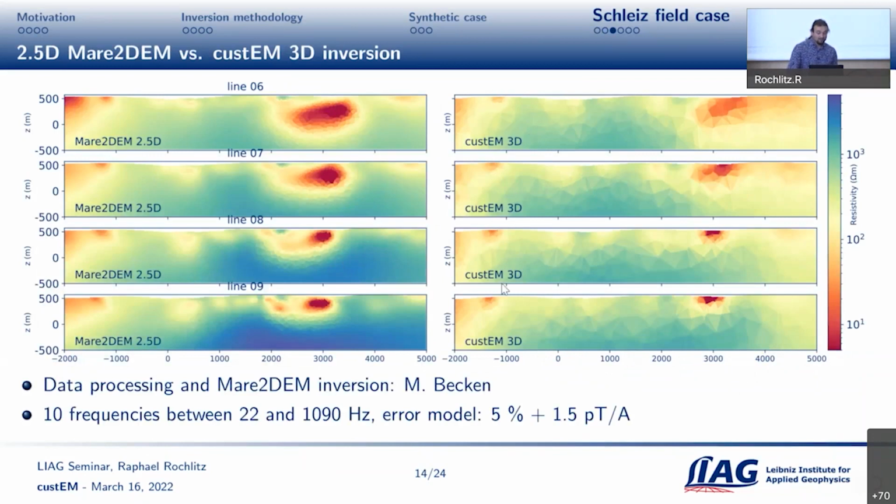We have the conductors at the same location, but if you look on the right-hand side, we see that the 2D inversion is producing a way more resistive, deeper subsurface, and also the anomalies are larger, and also with a stronger conductivity contrast with respect to the background, compared to the 3D inversion, which looks a bit smoother. So now it's the question, why do we see these differences?